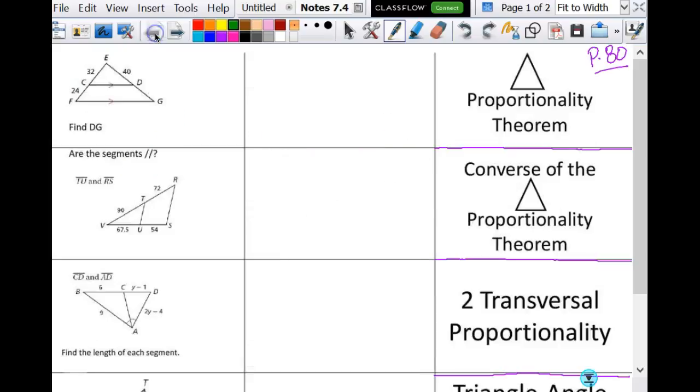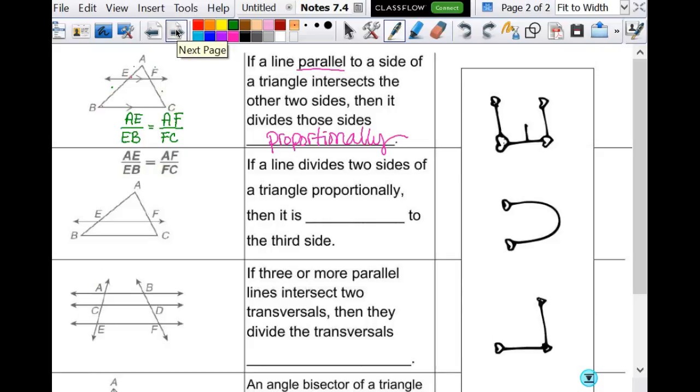So that was our triangle proportionality theorem. Now we're going to talk about the converse of the triangle proportionality theorem. So that's basically just the opposite. It says, if a line divides the sides of a triangle proportionally, then it is parallel to the third side. So remember, converse is just the opposite.